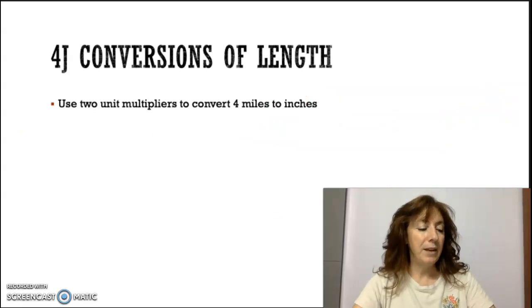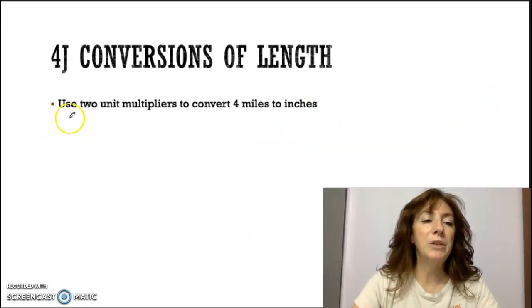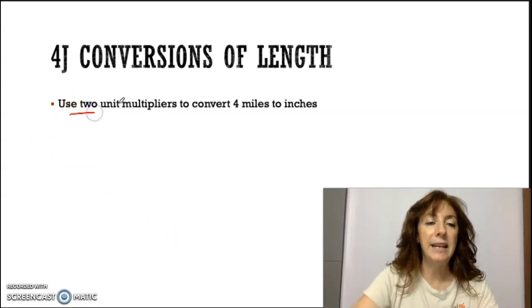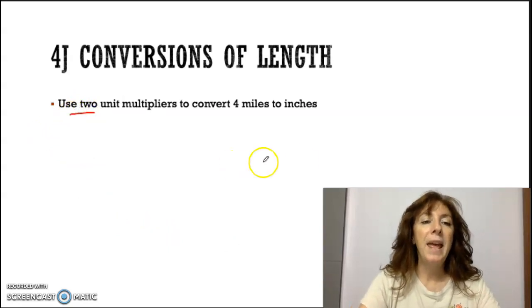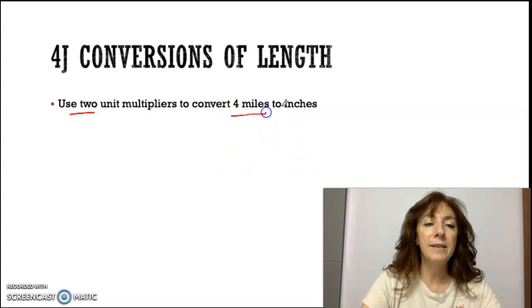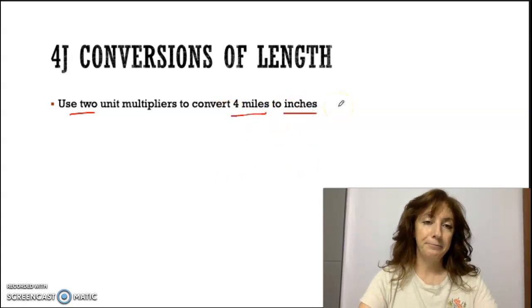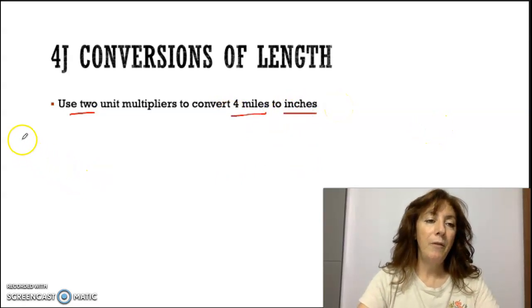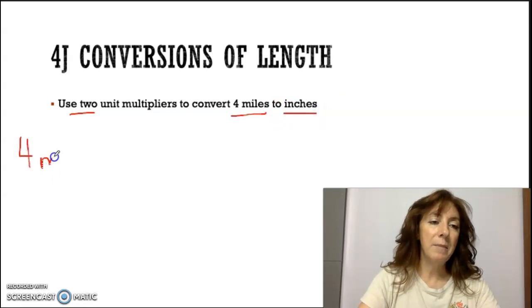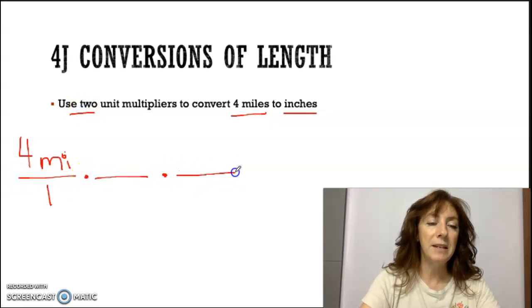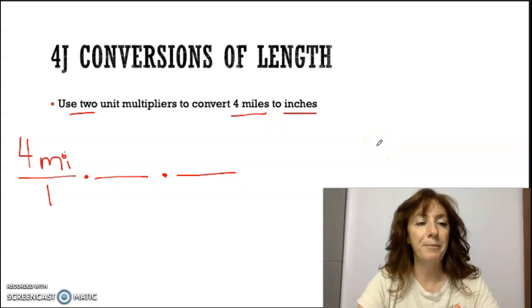All right, here's one more. We're going to use 2 unit multipliers, hint, hint. And we're going to convert 4 miles to inches. 4 miles is what I'm given. And I need 2 unit multipliers. So it's going to be times 1 unit multiplier times another unit multiplier.